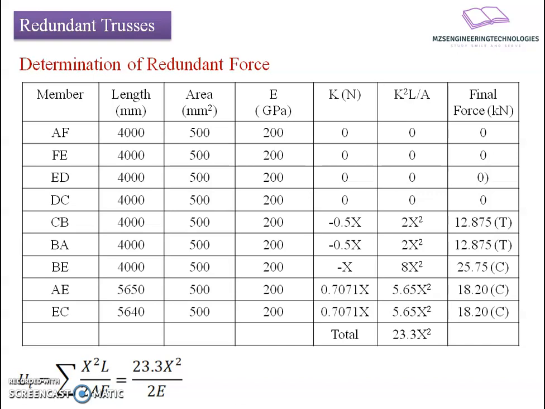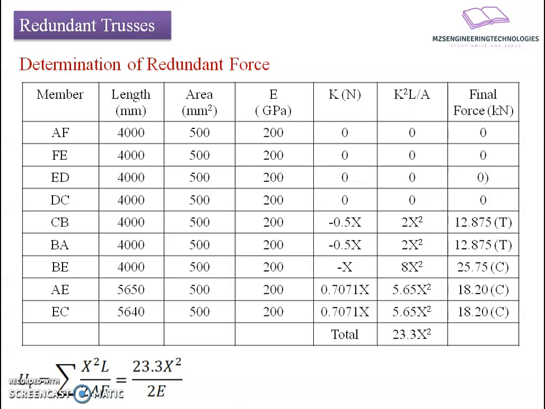They are going to carry zero forces. That's why it has been mentioned here 0. CB and BA, they are going to carry 0.5 times of X. That is tensile in nature. That's the negative part. BE is negative times of X. This is redundant. It carries the force in tensile nature, minus X. Sorry, it's not a braced member, it's a vertical member. AE and EC, they are having a value 0.707 times of X, 0.707 times of X. Both are compressive, that's why positive sign has been assigned here.